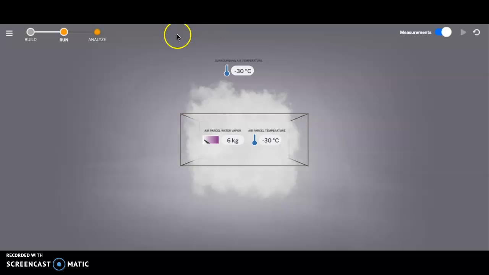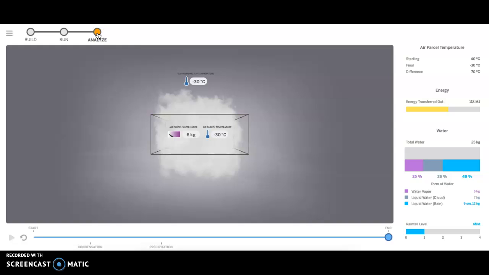So now that I know that this sim is finished, I am going to click into the Analyze mode. In Analyze mode, you will see a lot of different pieces of data. First, you're going to get data about the air parcel temperature, so the starting air temperature of the parcel of the air mass, the final temperature of the air mass, and the difference between the final and starting air mass temperature.